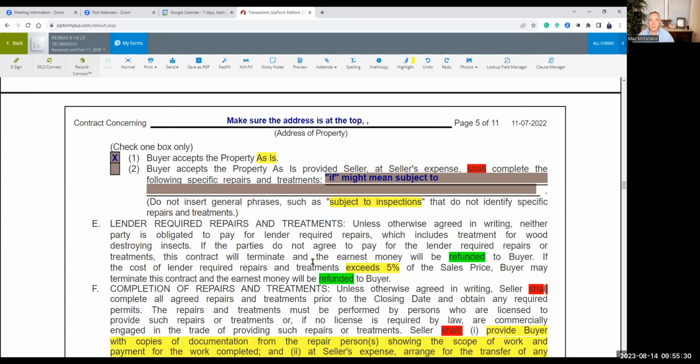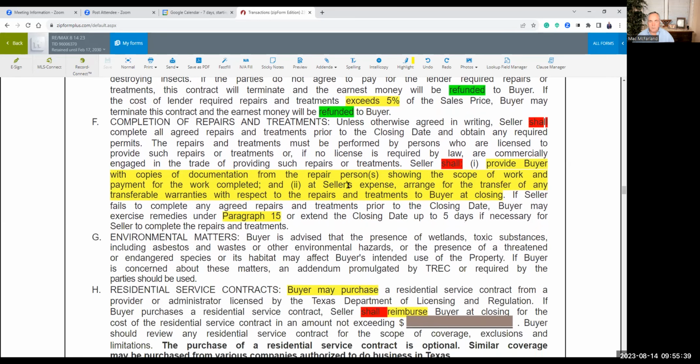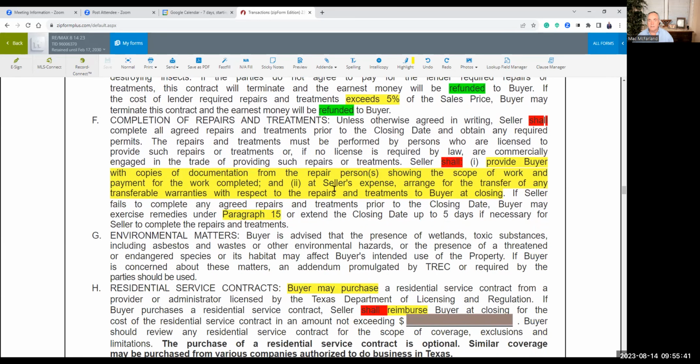And the buyer can get out even if the seller wants to do the repairs, based on how much the repair is going to cost. Then we also have the paragraph about completing repairs. That's in here. And I highlighted an area in there where some changes are made. This ties in with our amendment now. So the amendment refers back to this. You don't need to write anything extra. Show the scope of the work.